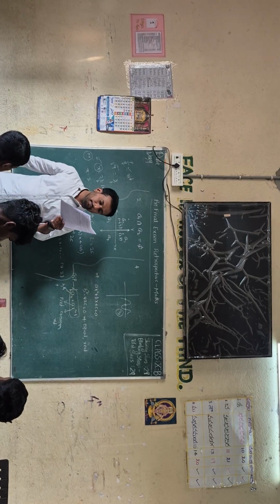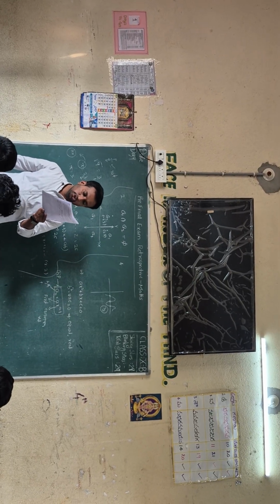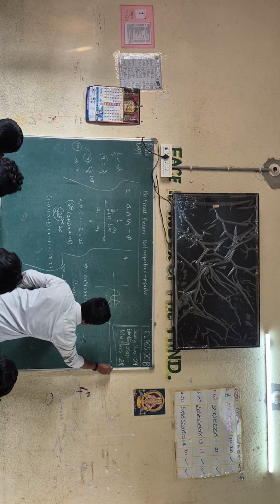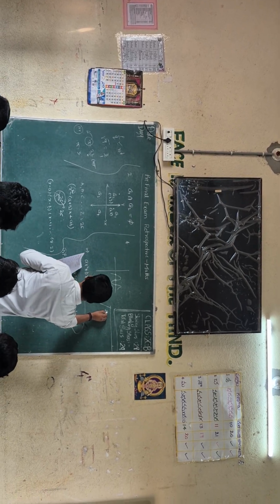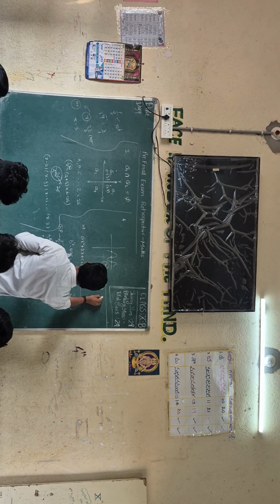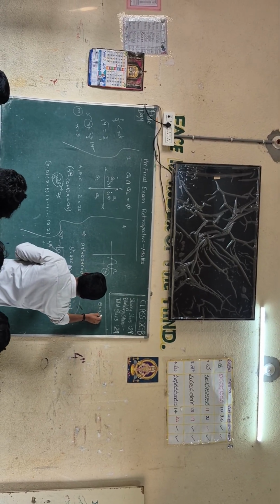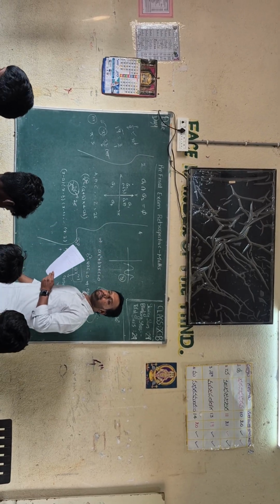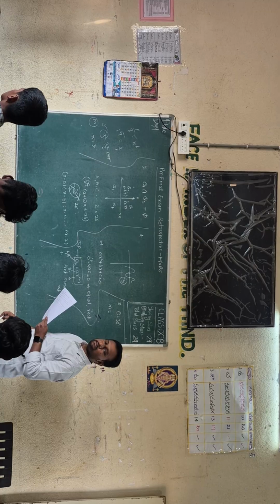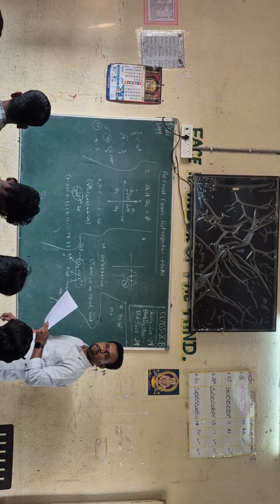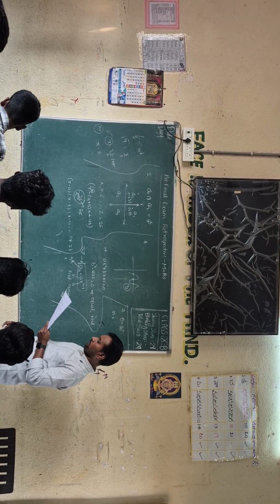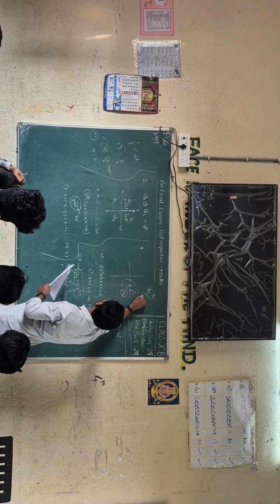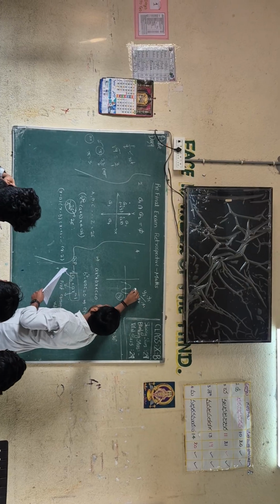The slope of a ladder making an angle of 30 degrees. Slope. This kind of question will come in 2 marks also. So the slope, they have given angle theta is equal to 30 degrees. So you need to find the slope. Slope means m. So what is the formula for slope? y2 minus y1 by x2 minus x1. This formula is right for the slope.